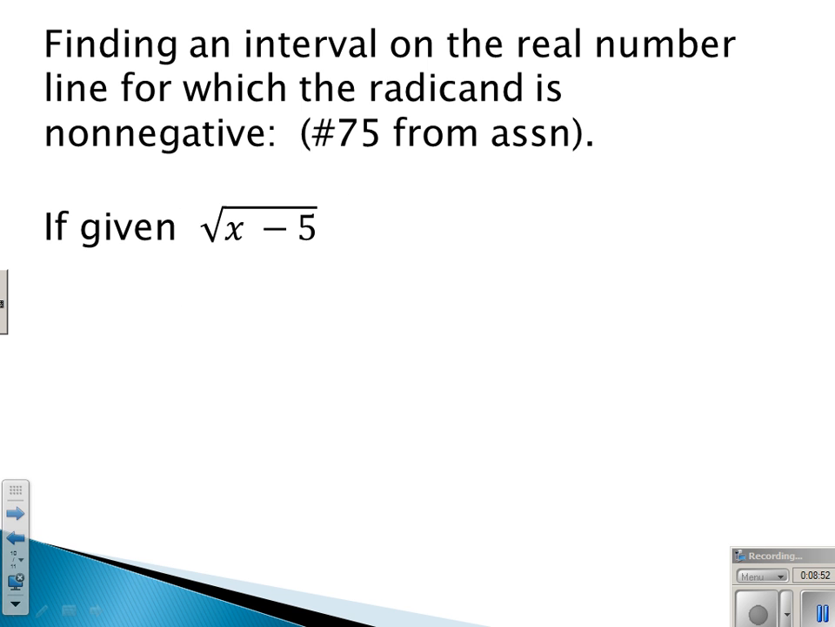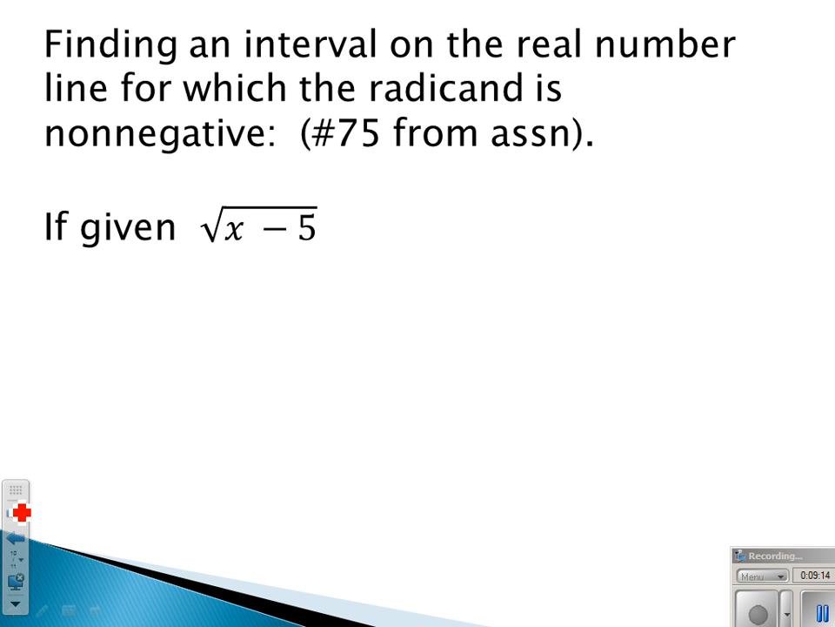All right, this is another one that I pulled from your example page because I didn't see an example like it in the instruction piece. So if you look at number 75, it asks you to find an interval on the real number line for which the radicand is non-negative. Remember, if we're going to have real number solutions, we can't let our square roots go negative. Okay, that gets into the imaginary land.